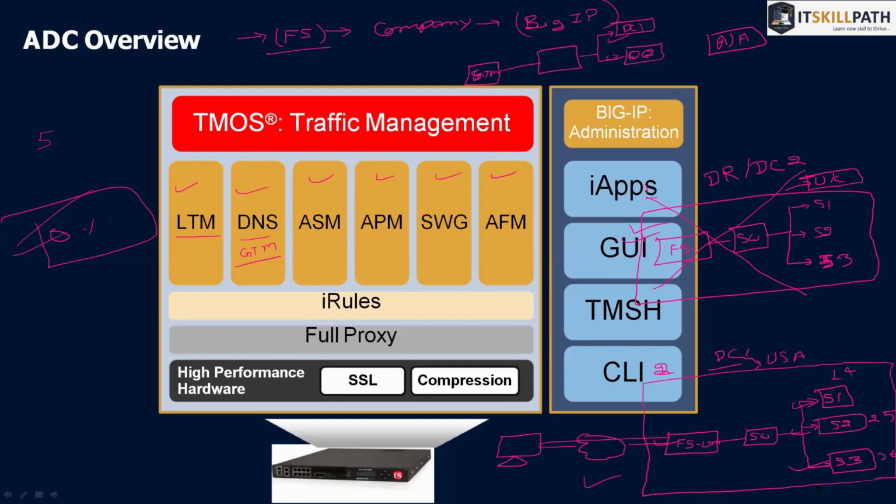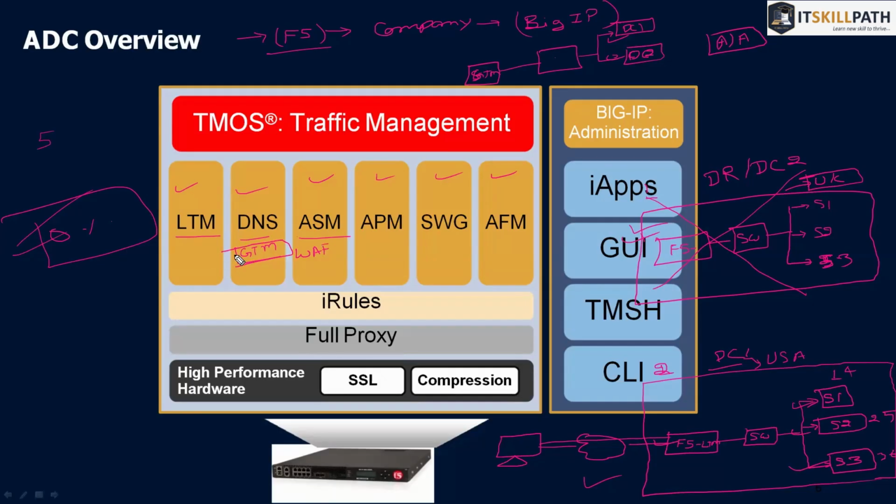Yes, I'll be covering it in detail. Since I'm doing an overview and only touching on the topic, there is another module, ASM. The name has changed from GTM to DNS. DNS is the new name, intelligent DNS. Earlier it was named GTM. What is the expansion of DNS?